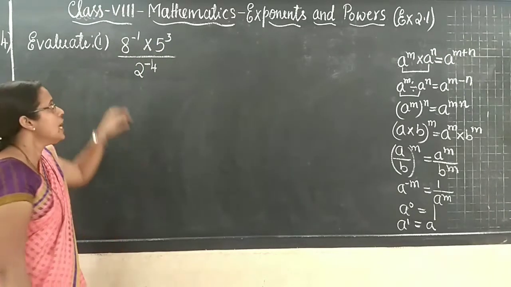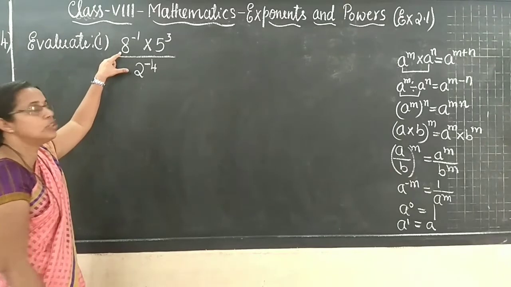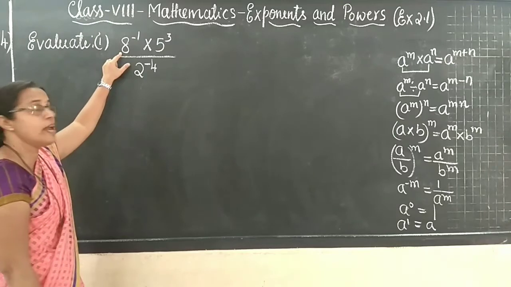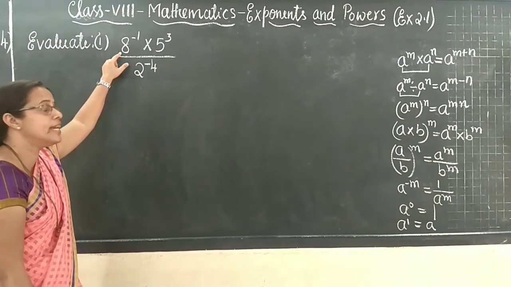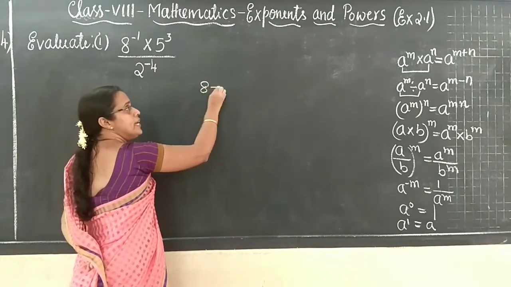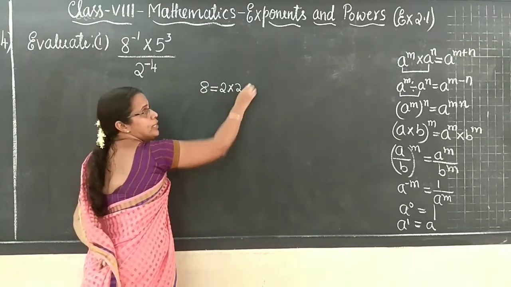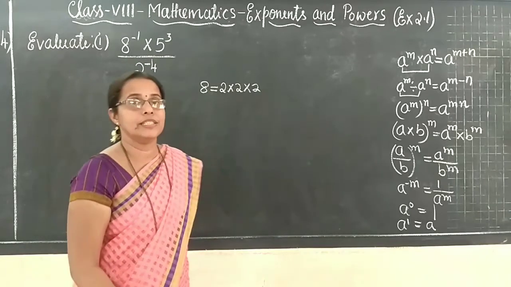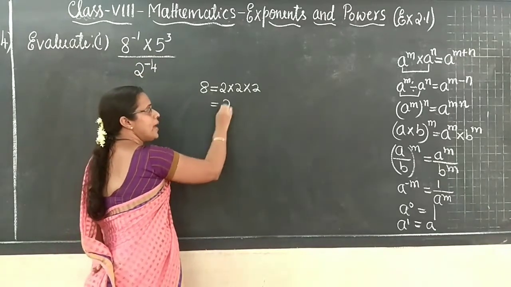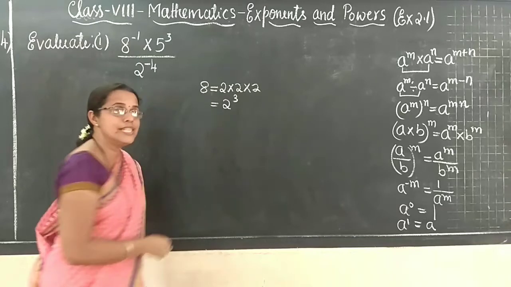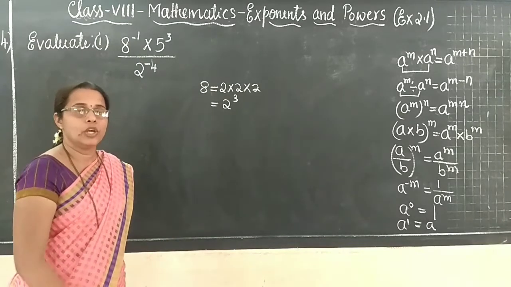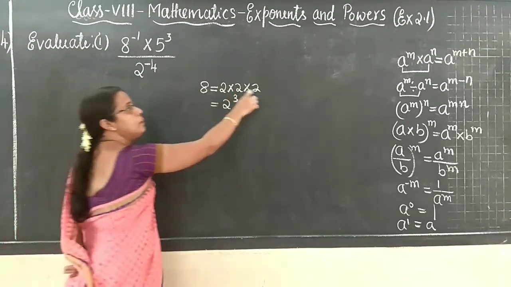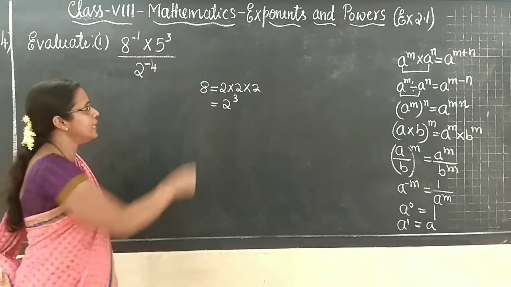What you have to do is bring any of the bases to be the same. How can I do this? 8 can be written as 2 into 2 into 2. You already learned cube, yes, children. 2 how many times? 3 times. So 2 multiplied 3 times, what answer do we get? 8. That's why cube and cube root are very important, children.